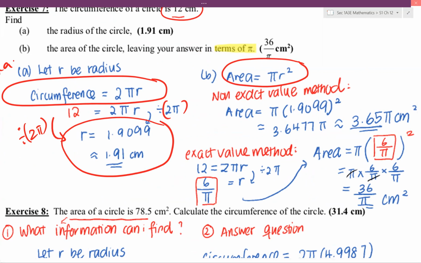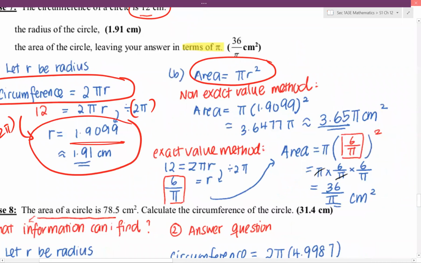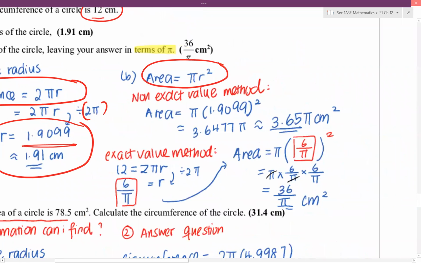But is that the best value to use? Is 1.91 a good value to use for the radius? No, it is not exact. It is not precise. So 1.91 is not precise, not good. You lose a lot of accuracy if you use it. Therefore, we should use 1.9099. So that is why in here we use 1.9099.